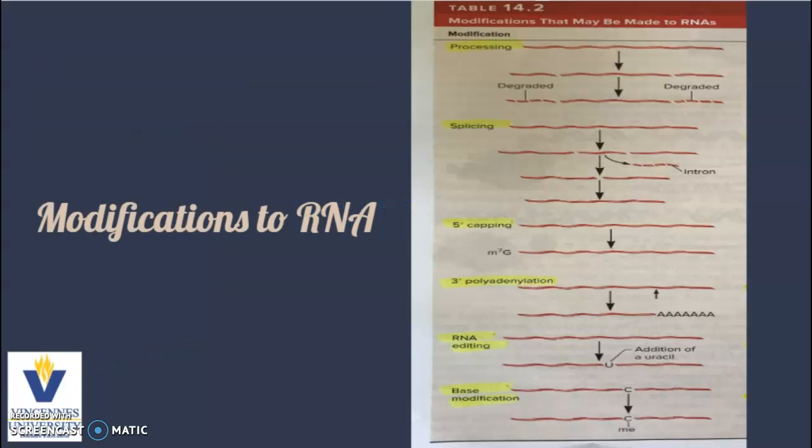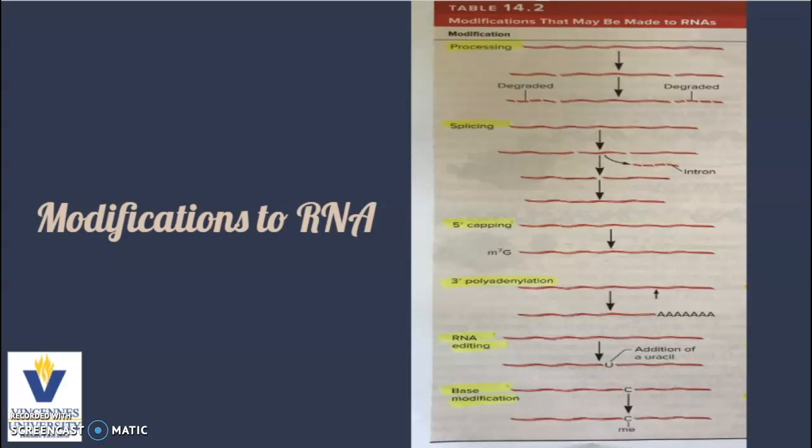Now that we've talked about the transcription of bacteria and transcription in eukaryotes and how RNA is formed, we can talk about all the modifications that can happen in that RNA after it's made. So we've talked about how the RNA is made from the DNA, but there are many things that can happen after the RNA is made.